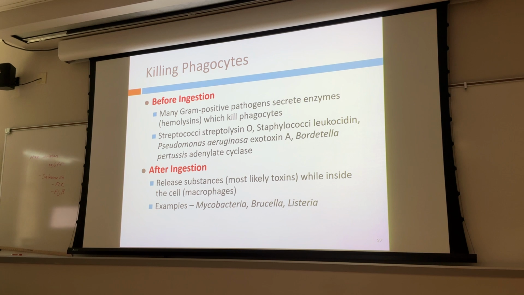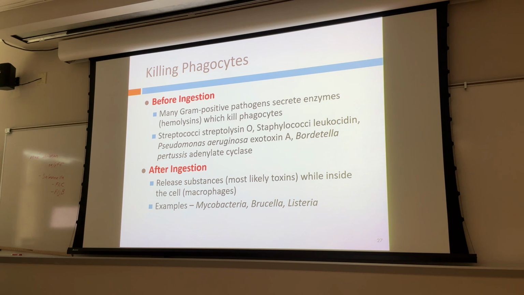Some bacteria, we talked about this a little bit too, don't even mess around with the white blood cells. They just kill the white blood cell before it's ever taken up. And a lot of gram-positives do this. They secrete enzymes called hemolysins. The hemolysins usually are pores. Essentially, they just poke pores in the red blood cells.